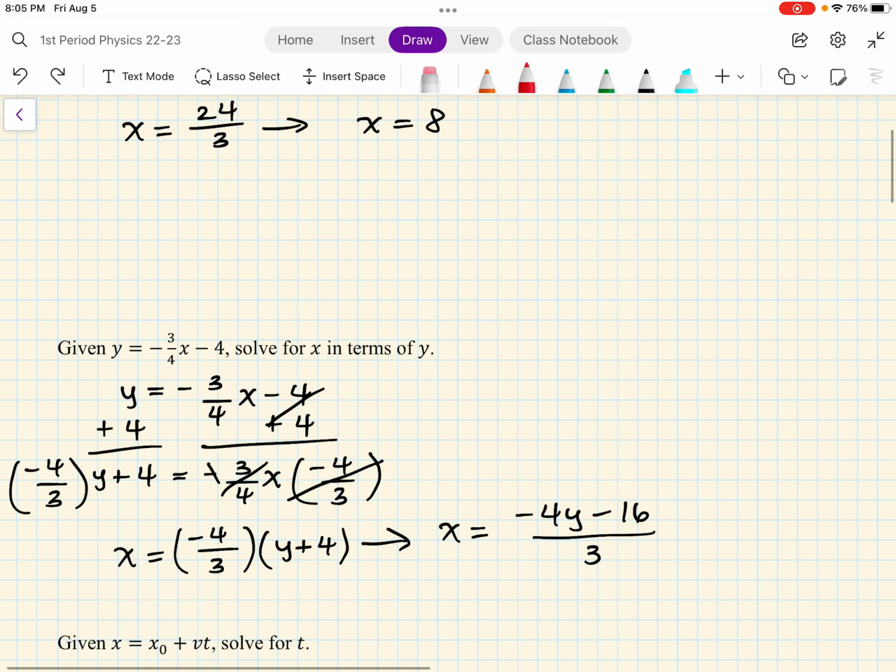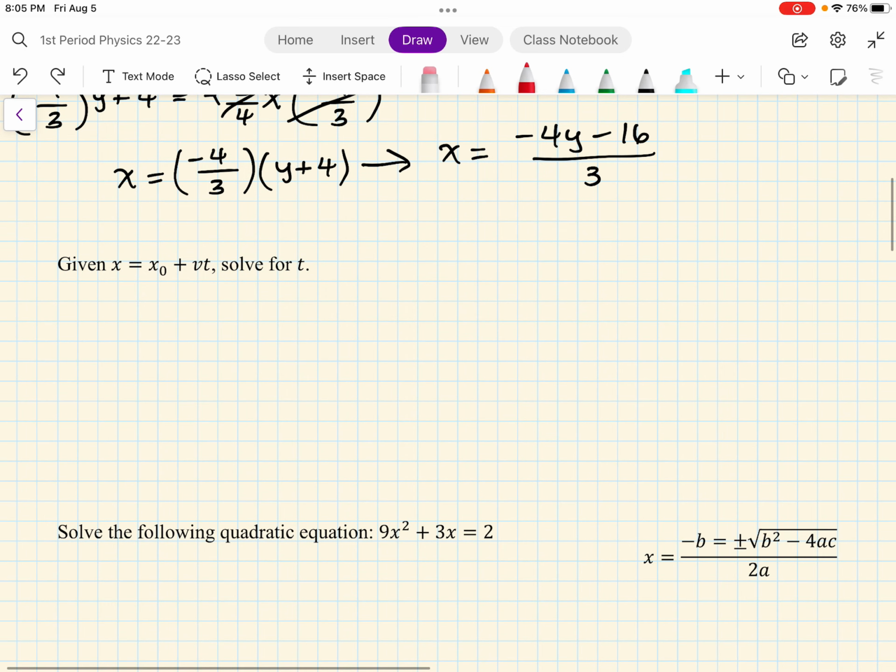Okay? Now, let's go for the third one over here. This one says, given x equals x naught. So this little 0 here, we call it naught.